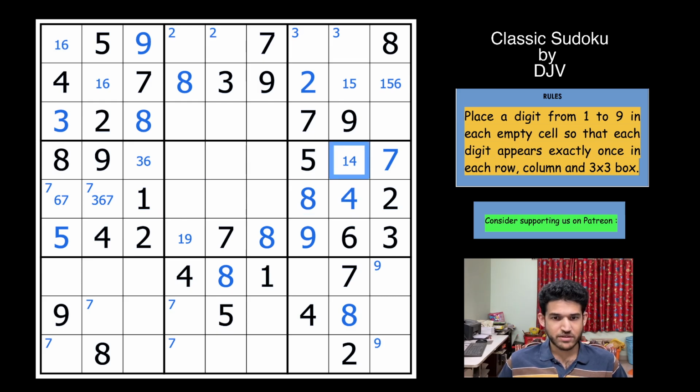That gives 5 here, and we can complete column 8 now. This will be 3. It completes that column. 2, 5, 7, 9, 3, 8. So 3, 8. So I need 1, 4, and 6 here. Should be 1, 4, 6.